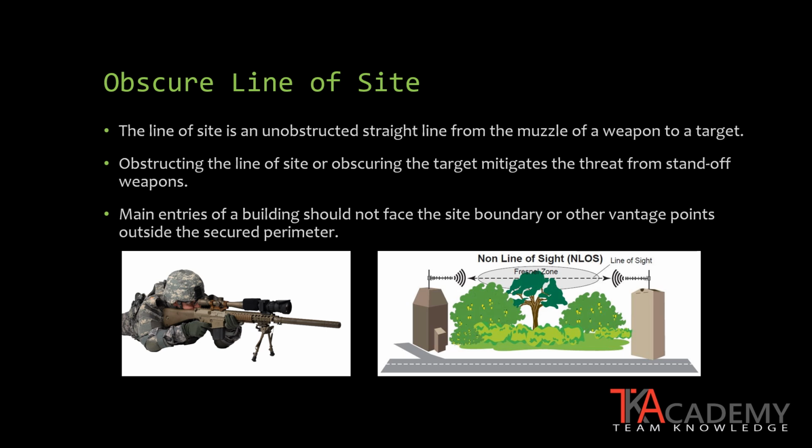The main entry of a building should not face the perimeter boundary or other strategic vantage points such as an elevated hill outside the perimeter. Also, landscape vegetation can be highly effective in screening the line of sight to the target area of a building.